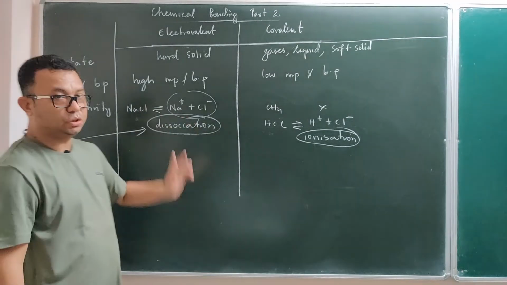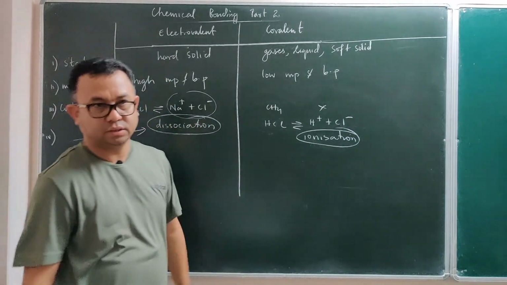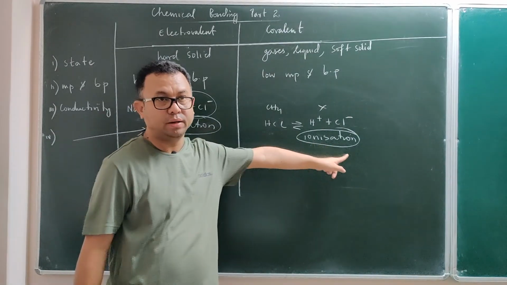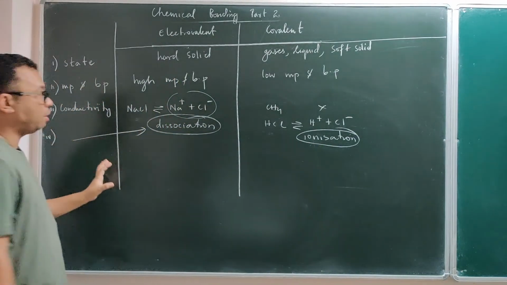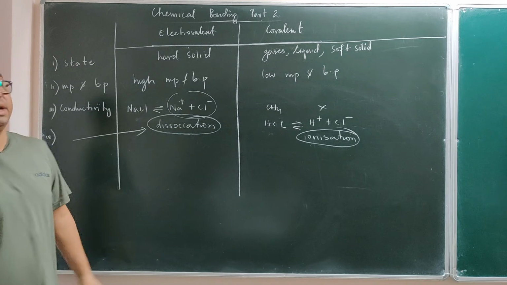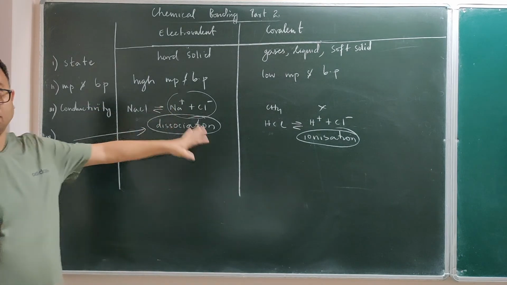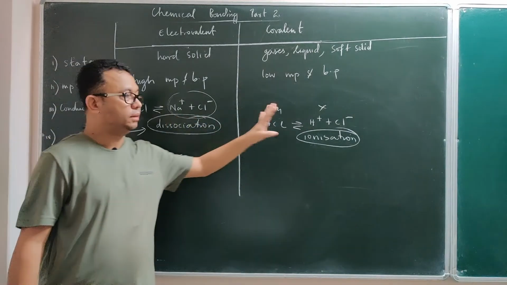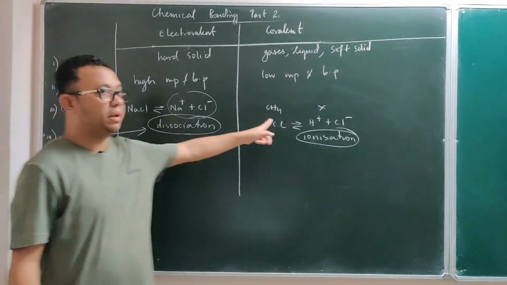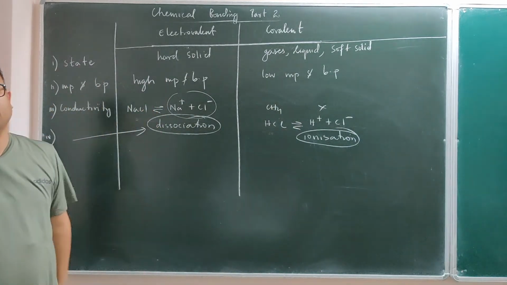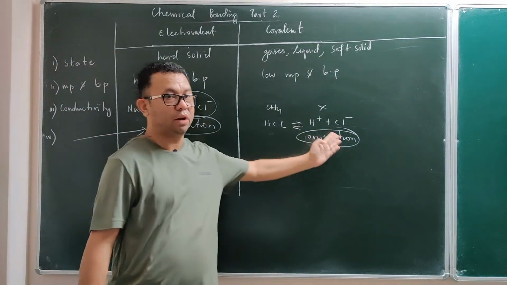We call this one dissociation. This one is what we call ionization. That is also only for polar compounds. Non-polar compounds cannot form ions. So the fourth property discussion about electrovalent and covalent compounds is that an electrovalent compound can dissociate to form mobile ions, while a covalent compound cannot dissociate and will remain as a molecule only. But a polar covalent compound can ionize and form ions, and even this polar covalent compound conducts.